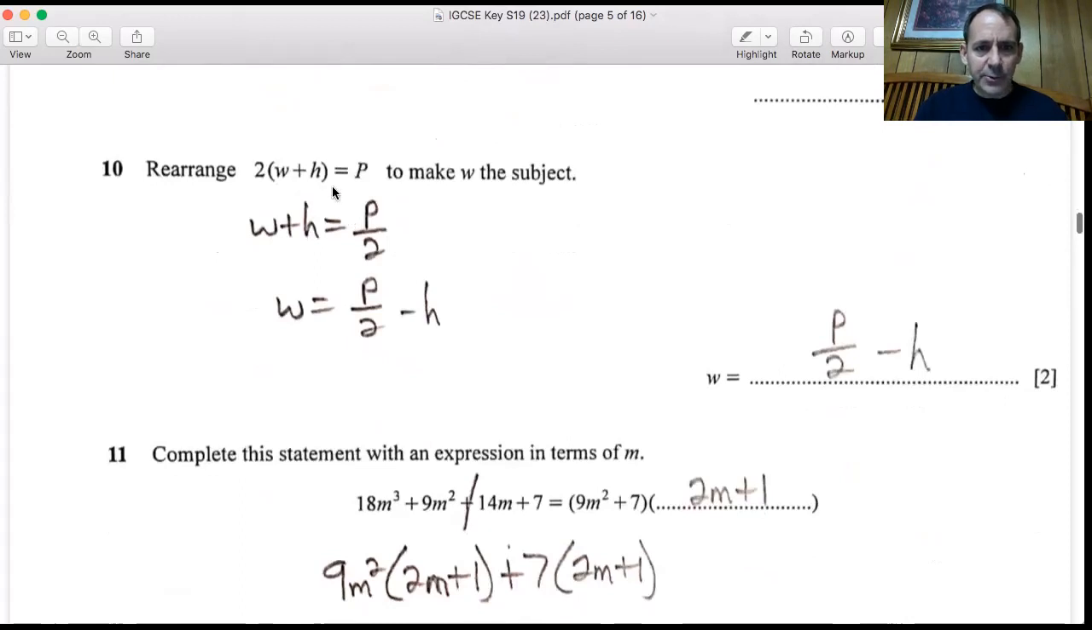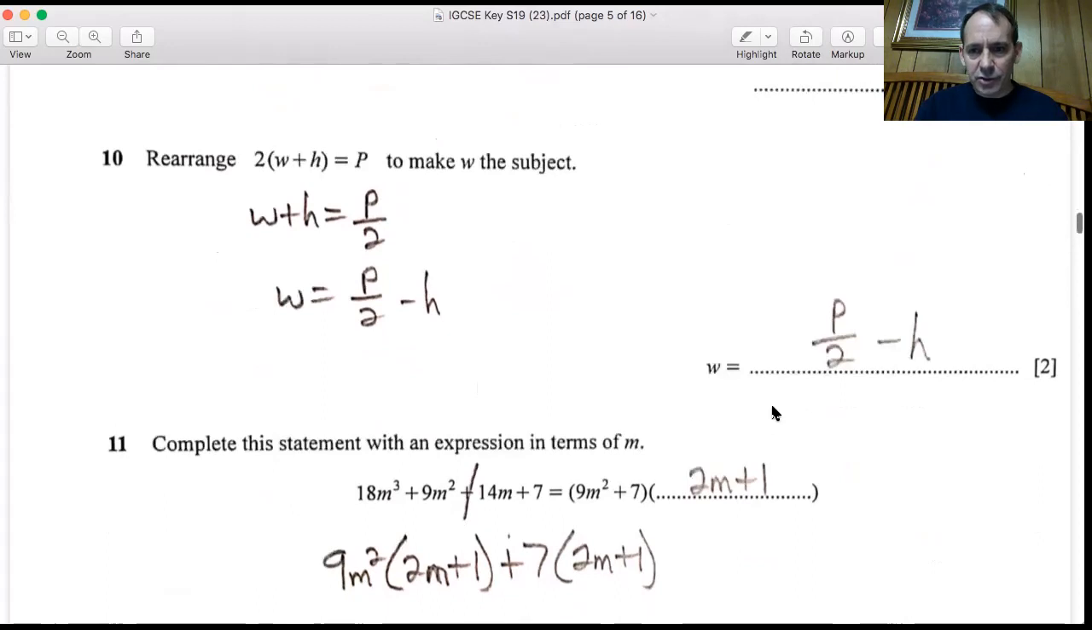Number 10, rearrange this equation to make W the subject. So we need to first of all divide by 2 because it's outside the parenthesis. So W plus H equals P over 2. Then subtract the H, and so you get P over 2 minus H with W as the subject.